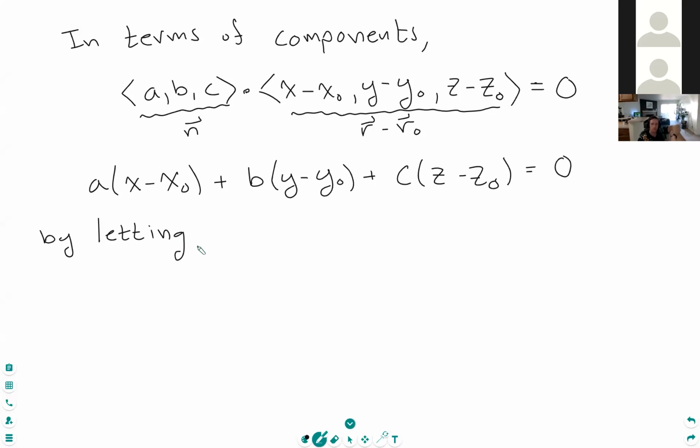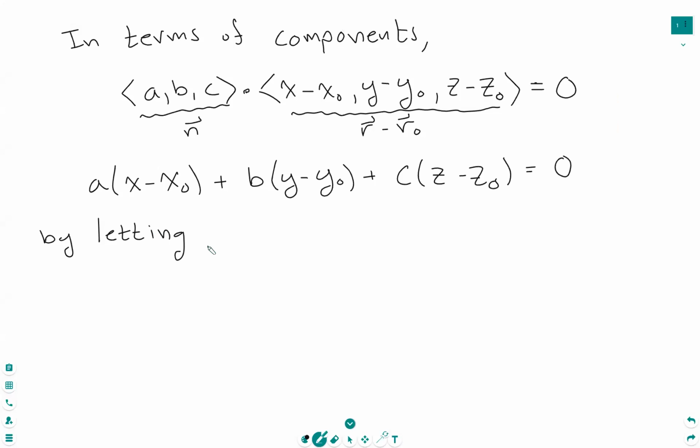Okay, so what we're going to do is let all of these constants, a times x naught plus b times y naught plus c times z naught, equal some constant d, right? If we just FOIL these out, we've got a x naught, b y naught, and c z naught. I'm just going to let that be some new constant d.